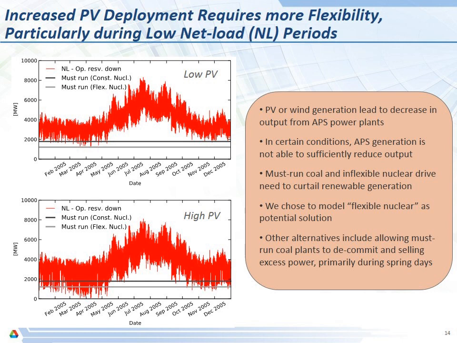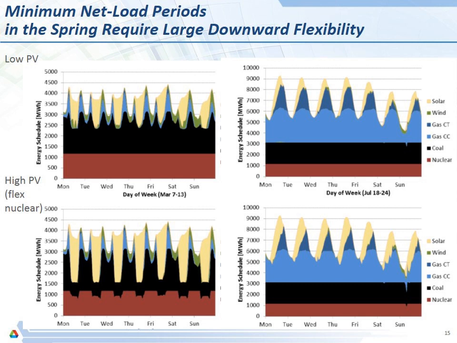So we chose in our modeling to use a flexible nuclear option to represent these changes that will be needed. And so we allow, in this flexible nuclear case, the output of the nuclear plant to ramp down to 50% of its output. So it's not going all the way down, but just down to 50%. And by doing that, we're able to relax a lot of these constraints that were leading to a lot of curtailment, particularly in the springtime period. I'll just illustrate that a little bit more in detail with some hourly plots for particular seasons.